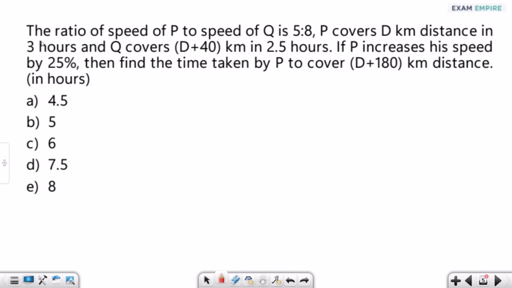Okay. So hope you would have solved this one. Now let's solve this particular question. The ratio of speed of P to speed of Q is 5:8. So P and Q, what is the speed ratio? 5 and 8. So time ratio should be 8 and 5. Okay. So when this will happen, in the sense when distance is same.